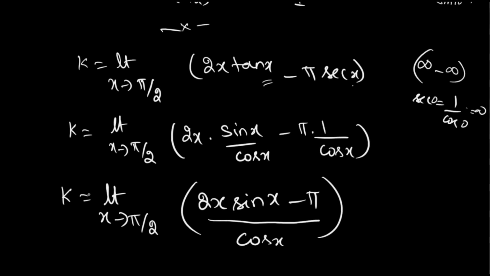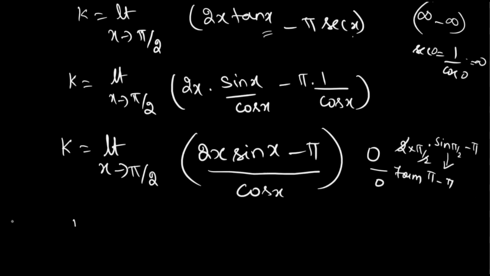Now if you check, for this first term, if you substitute sin(pi by 2), what we will get? Sine pi by 2 is 1, correct? And hence we will get 2 into pi by 2 also. Let me substitute 2 into pi by 2 into sine(pi by 2) minus pi. 2 into pi by 2, this 2 and 2 will get cancelled. Sine pi by 2 is 1. So you will get pi minus pi. So numerator is 0. Cos(pi by 2) is again 0, 0 by 0 form. Now we can apply LH rule.